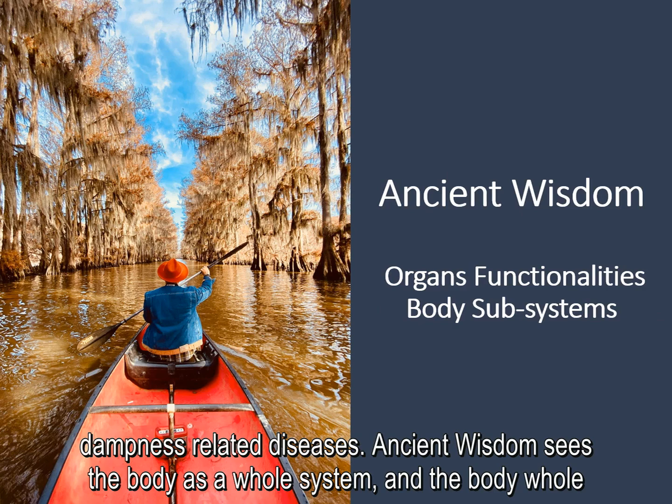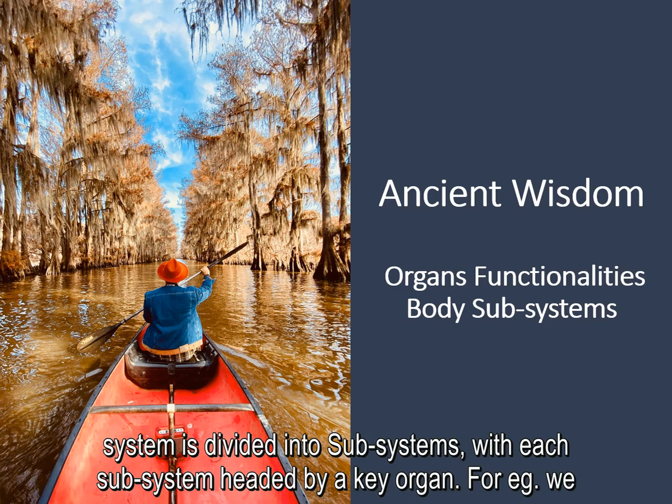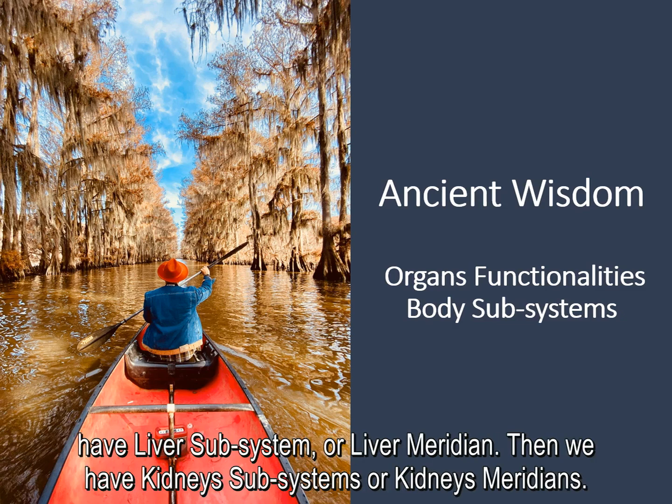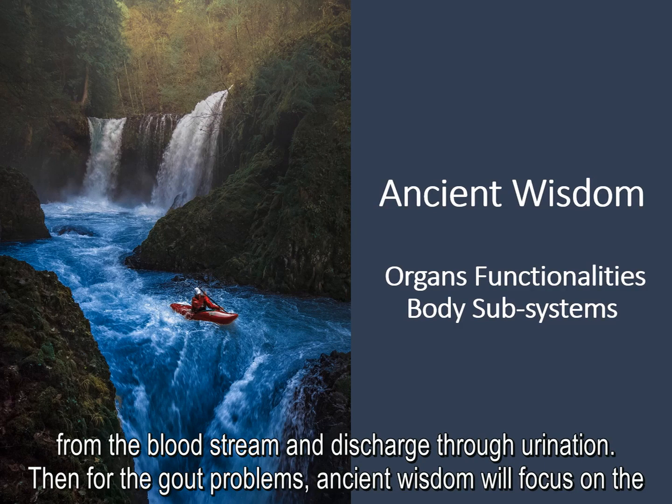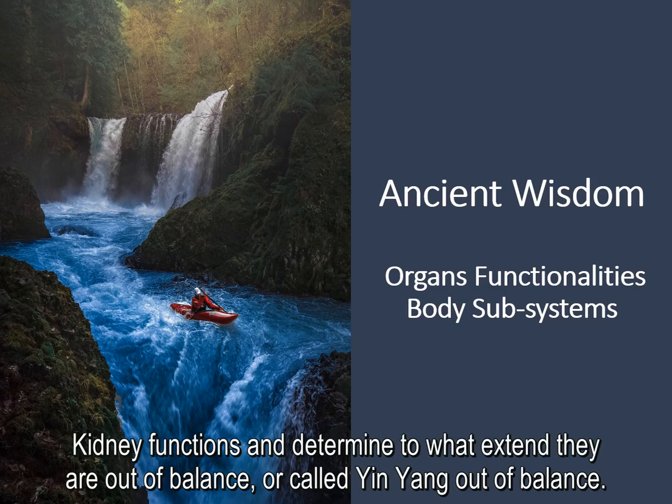Ancient wisdom sees the body as a whole system, and the whole system is divided into subsystems, with each subsystem headed by a key organ. For example, we have the liver subsystem or liver meridian. Then we have the kidney subsystem or kidney meridian. Western medical scientists recognize that the kidney plays an important role in removing excess uric acid from the bloodstream and discharging it through urination. For the gout problem, ancient wisdom will focus on the kidney function and determine to what extent it is out of balance, or called yin-yang out of balance.